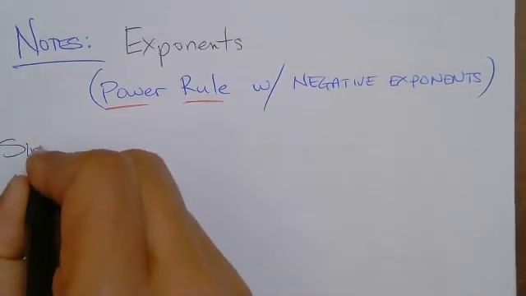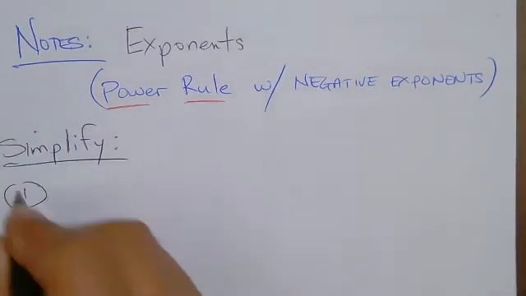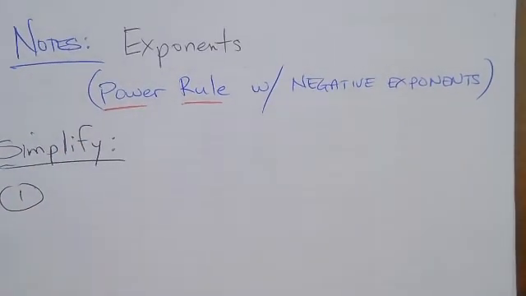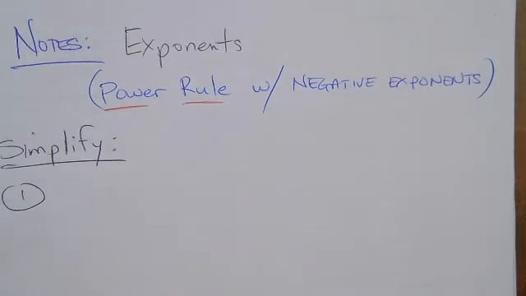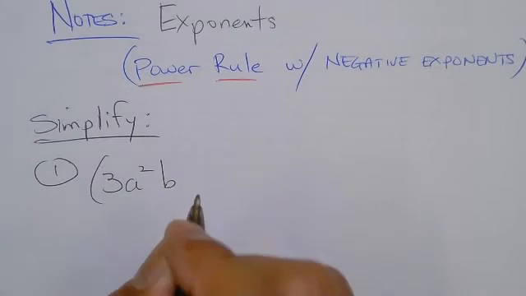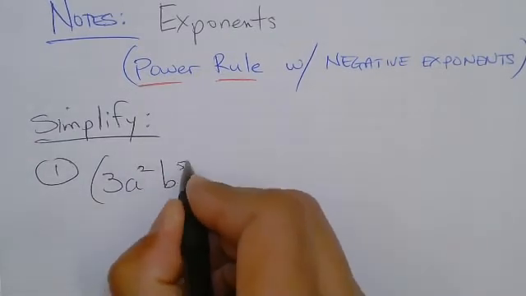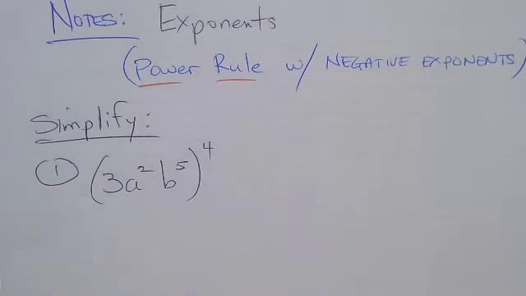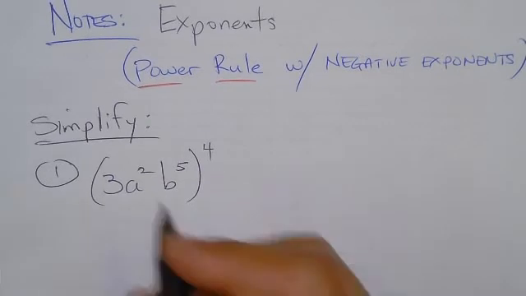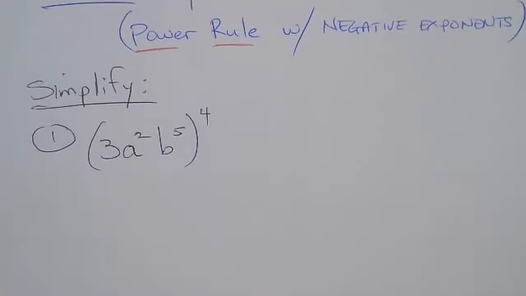Here we go. Simplify. Let's do one that just has positive exponents and see if we remember. Number one, what if we have 3a squared b to the 5, all to the power of 4? Remember, that's the power rule. Let's do one that has all positives, nothing negative, just to warm up. What is the power rule?